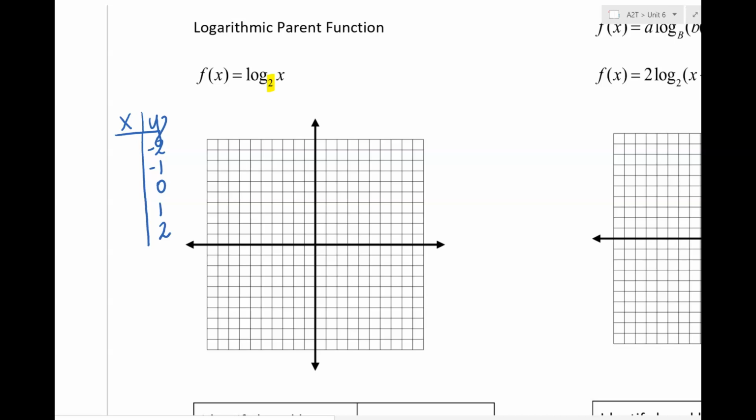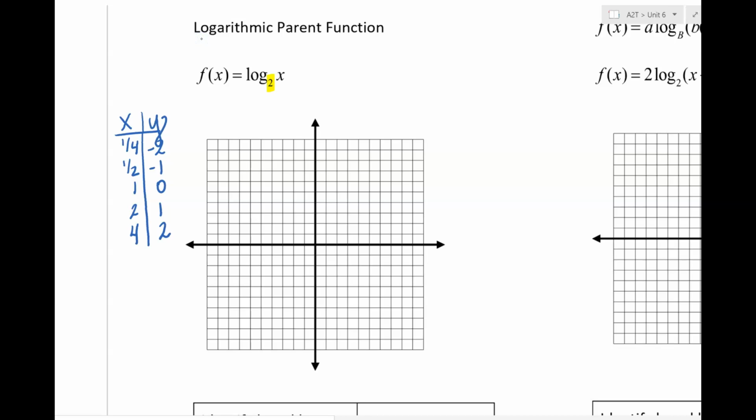So if I'm dealing with base 2, what is 2 to the -2 power? 1/4. What is 2 to the -1st power? 1/2. 2 to the 0 is 1. 2 to the 1st is 2, and 2 squared is 4. Now, what else did we see with exponential functions?